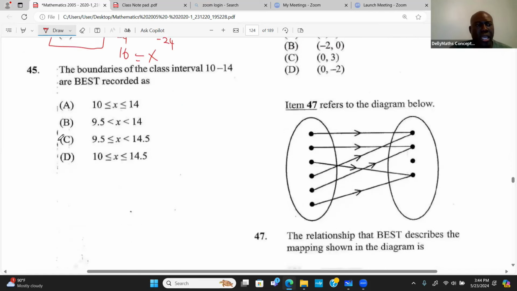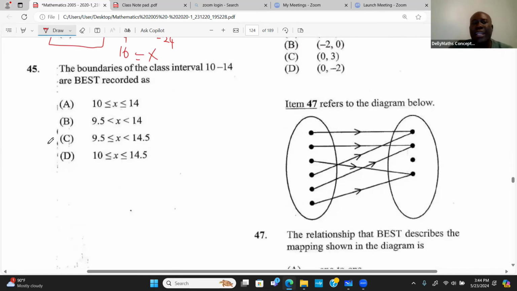Let's go to question 45. The boundaries of a class interval 10 to 14 are best recorded as what? If I'm going to go boundary, I'm dealing with some whole number here. I'm going to subtract 0.5 from the lower limit. So 10 minus 0.5 will give me 9.5 here. I'm going to add 0.5 to the upper limit. So this becomes 14.5. Remember, when you're dealing with the boundaries, you're going to subtract 0.5 from your lower limit and add 0.5 to your upper limit.